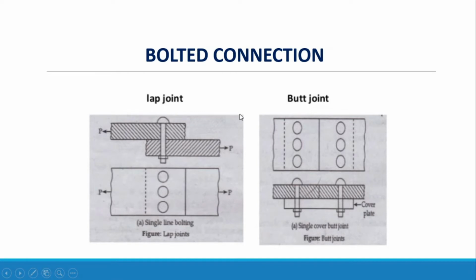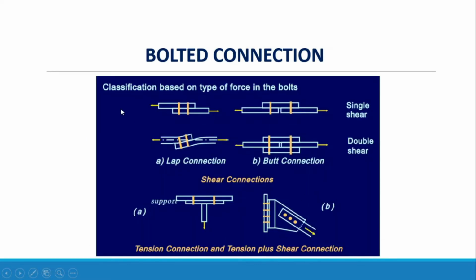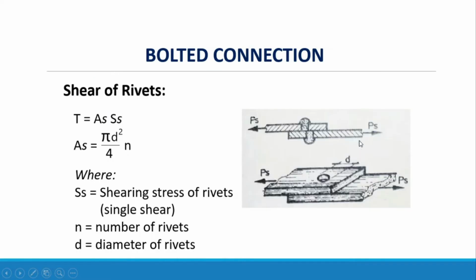This is the lap joint, which means there's overlapping of two plates, and this is your bolt. While for the butt joint, you have a cover plate and the two plates, and you have the bolt. And classification based on type of force in the bolts. So first we have the lap connection based on single shear, and this one is the double shear. Formulas for shear of rivets.